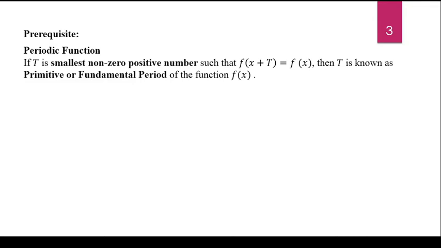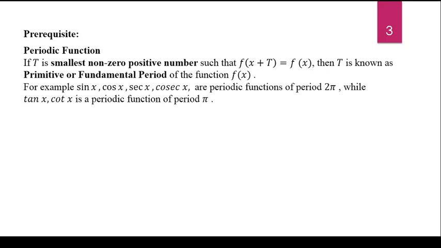A function f of x is said to be a periodic function if there is a smallest number capital T such that f of x plus capital T is equal to f of x. Then capital T is known as the period of that function, which is also called the fundamental period or primitive period of the function. For example, sin x, cos x, sec x, cosec x are periodic functions of period 2 pi.